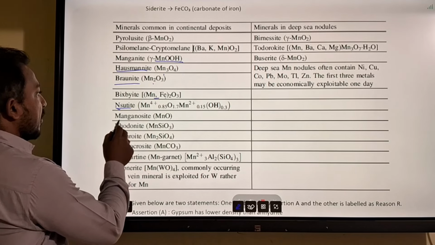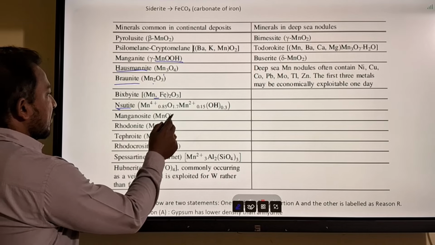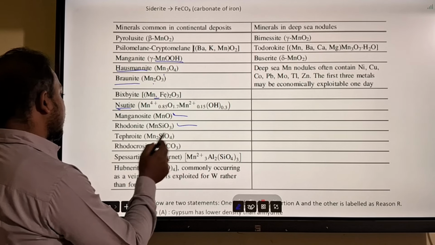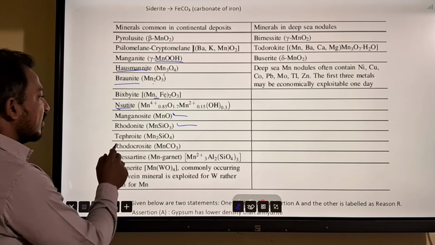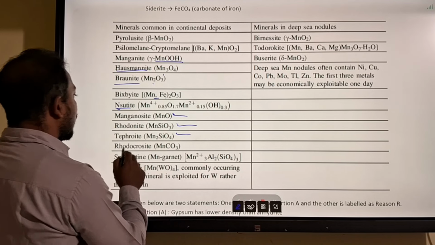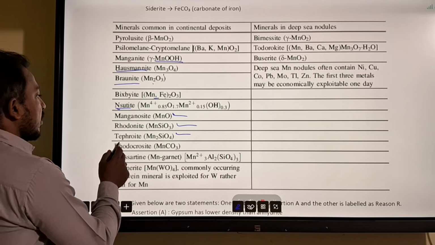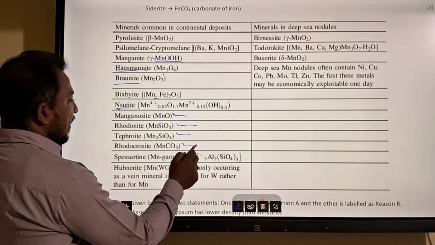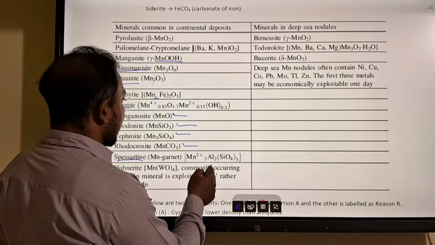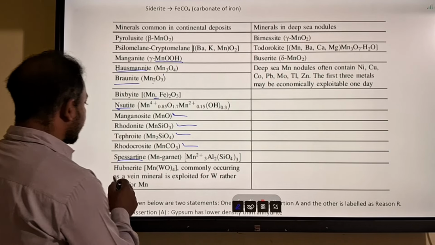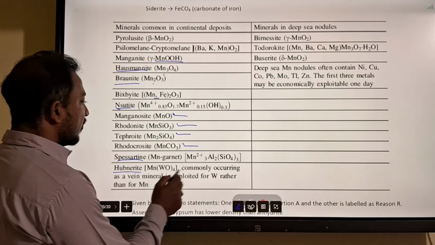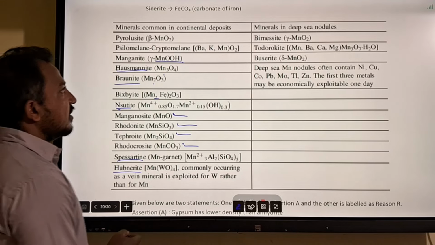Then manganosite, it is MnO. Then rhodonite, it is MnSiO3, a silicate of manganese. Tephroite is also a silicate of manganese. It is Mn2SiO4, which belongs to the olivine group. Then rhodochrosite, it is MnCO3. Then spessartine, it is a garnet, Mn3Al2(SiO4)3. Then hubnerite, it is MnWO4. Tungsten is related here.